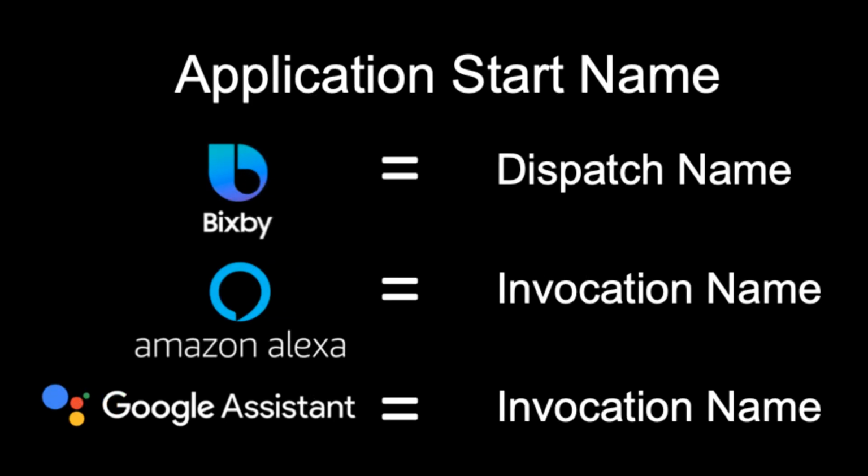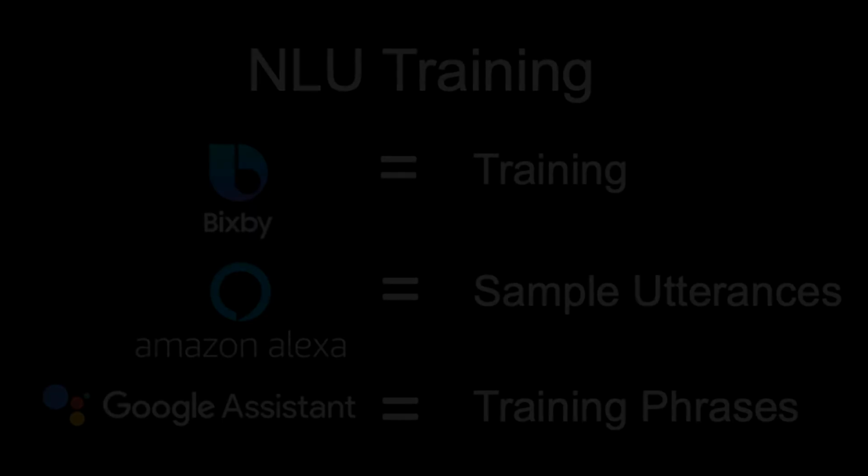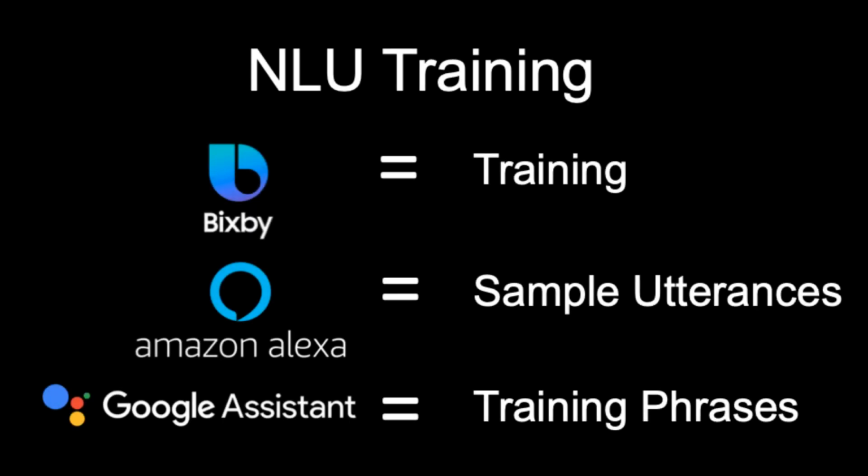The application start name. The name the user uses to start your application. In Bixby, this is called a dispatch name. In Alexa, it's called an invocation name. In Google Assistant, it's called an invocation name. Your natural language understanding training. In Bixby, that's called training. In Alexa, it's called sample utterances. And in Google, it's called training phrases.